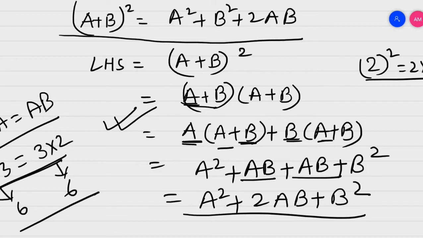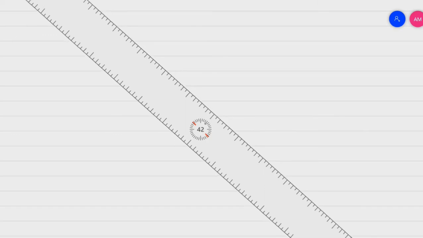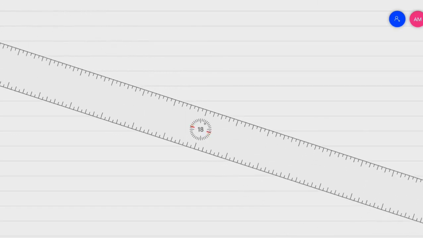Now let us do this through the geometrical method. Let us see how we can prove this particular statement of equality, which is our first identity. Children, first of all, let us take a square whose side is equal to A plus B. Let us take a square. Now I am using a scale. So let us see here.